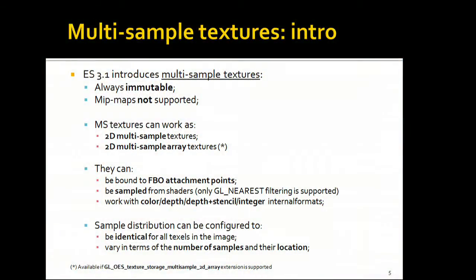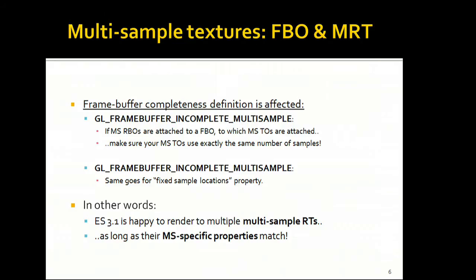When it comes to sample distribution, you can use two approaches here. First, you can tell OpenGL ES that you want all the samples to be distributed equally for all texels in the image, and you can also ask to have the samples distributed differently for all the texels. When it comes to the definition of frame buffer completeness, this is also affected, obviously.